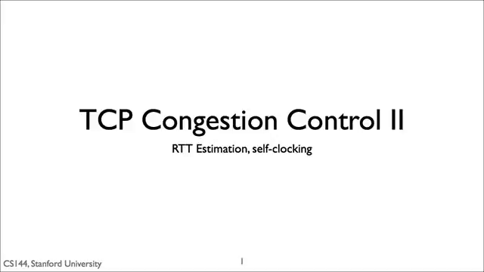TCP2+ made three major improvements that solved the congestion collapse problem the internet encountered. In the prior video, I talked about how it incorporated a congestion window into its two states of operation, slow start and congestion avoidance. In this video, I'll explain the other two mechanisms, RTT estimation and self-clocking.